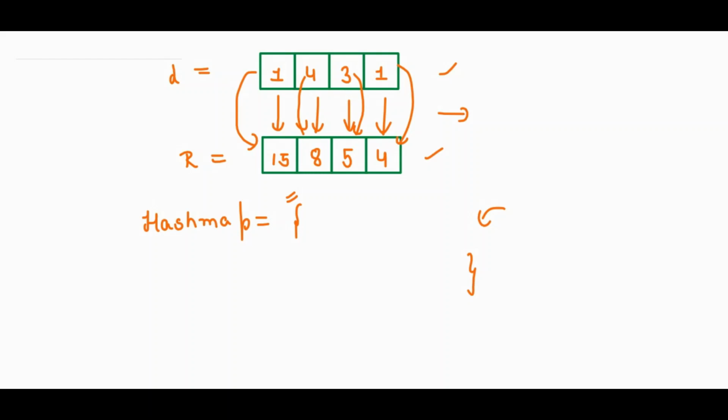So let's take a smaller example first. Instead of 15, let's take 5 here. Now let's see what I'm trying to say.